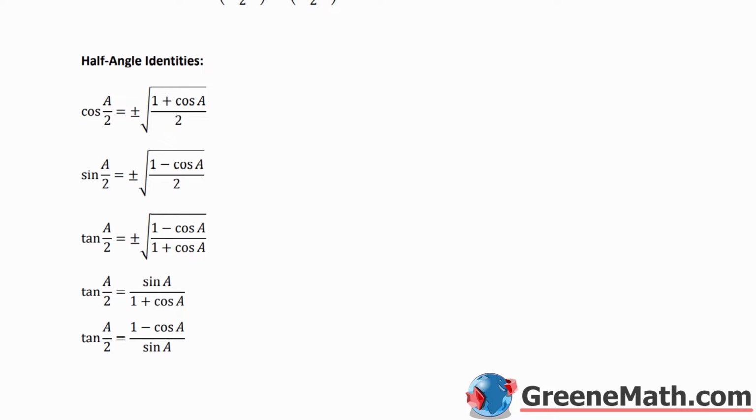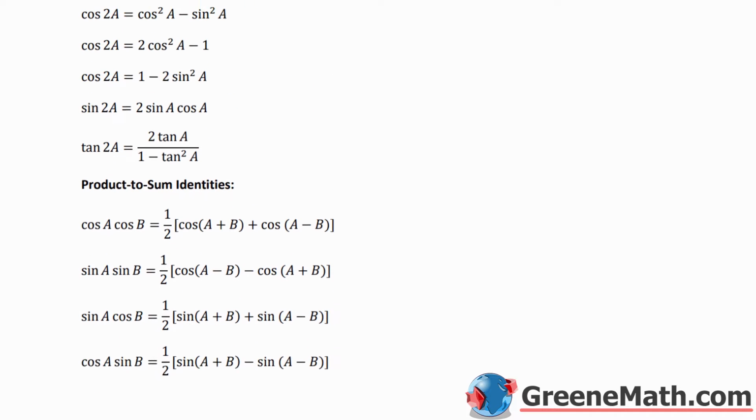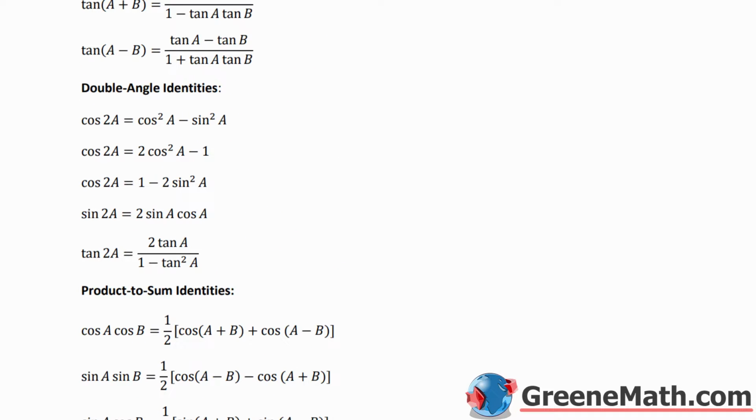This is the one we want, the first one, where it says cosine of a over 2 is equal to plus or minus the square root of (1 plus the cosine of a) over 2. So where does that come from? Let's scroll back up. We need to go to the last section where we talked about these double angle identities.